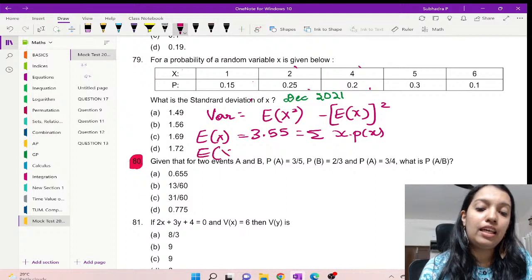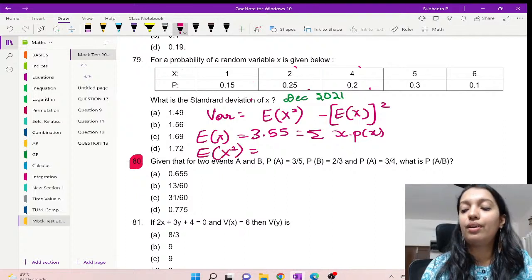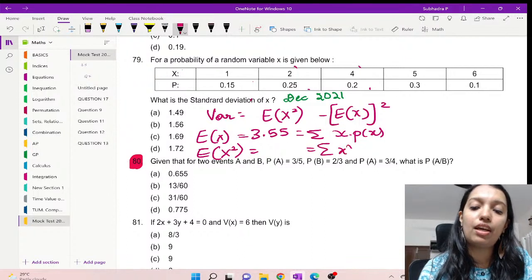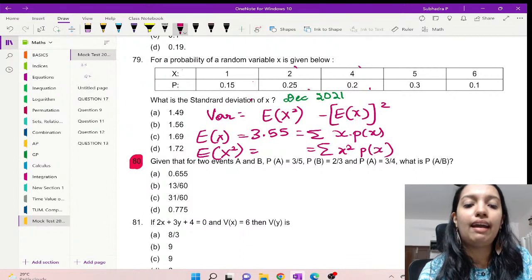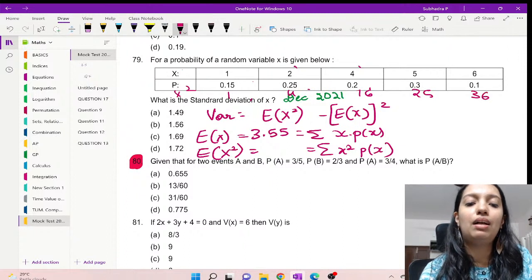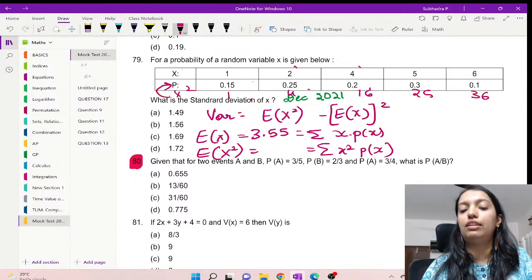Next, E of x square. You can directly do it, or you can take the summation of x square into p of x. Make one more row and take x square: 1, 4, 16, 25, 36. Now multiply this and this, and you will get your answer.